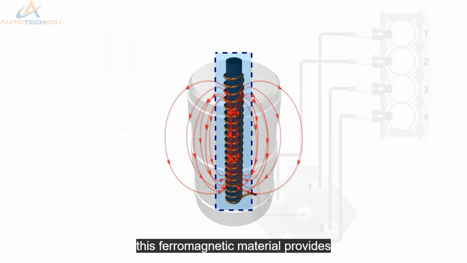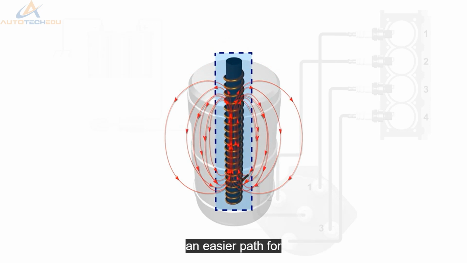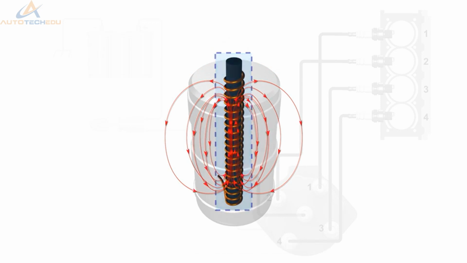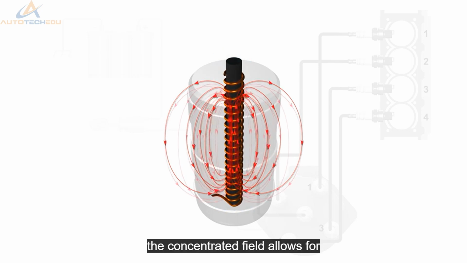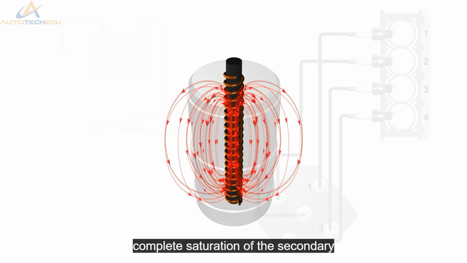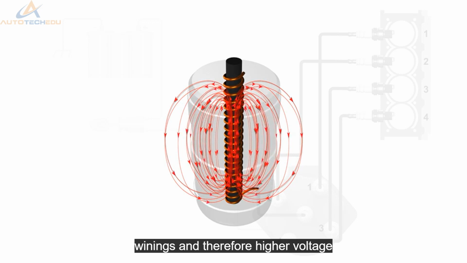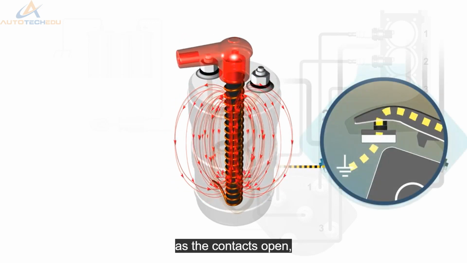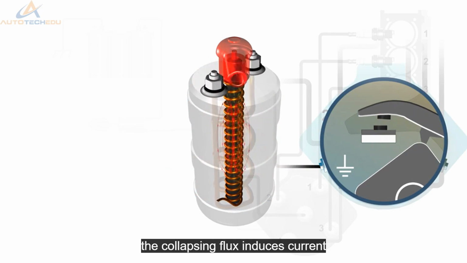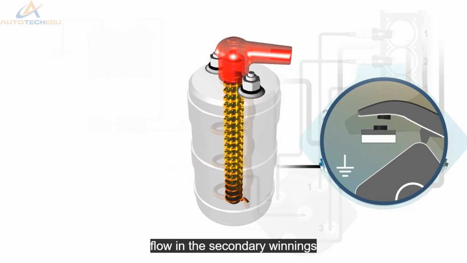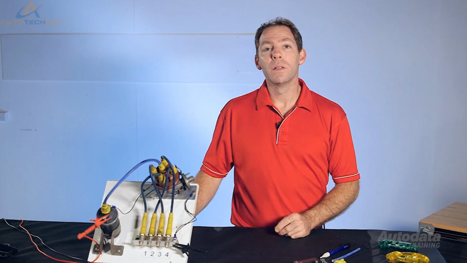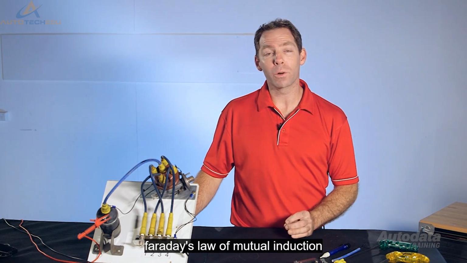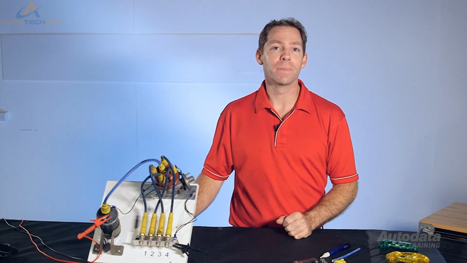This ferromagnetic material provides an easier path for the magnetic flux to follow. The concentrated field allows for complete saturation of the secondary windings, and therefore higher voltage when the field collapses. As the contacts open, the collapsing flux induces current flow in the secondary windings. This is stated in Faraday's law of mutual induction.